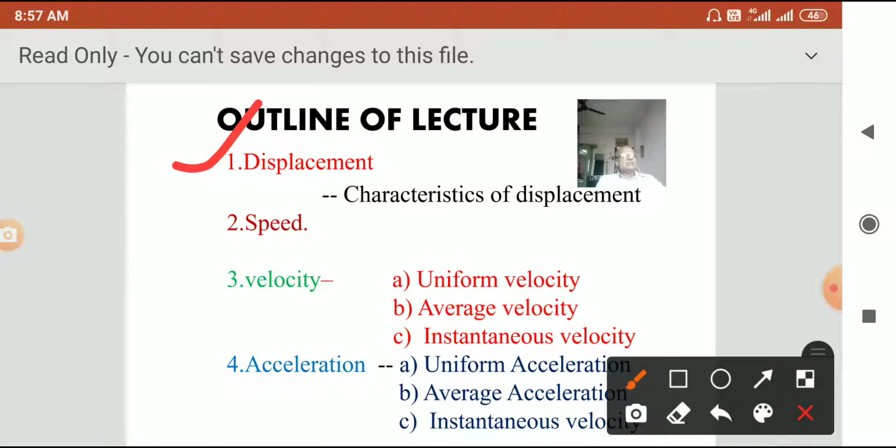Suppose it starts from origin O. After time t1, it is at position p1 at distance x1 from the origin. After time t2, its position changes, and let us consider it as p2 at distance x2 from the origin in the forward direction. Let x1 vector and x2 vector be the position vectors of the particle at time t1 and t2 respectively.